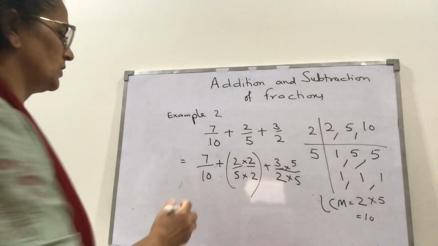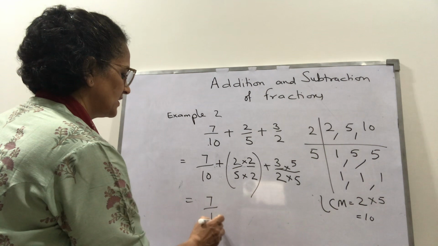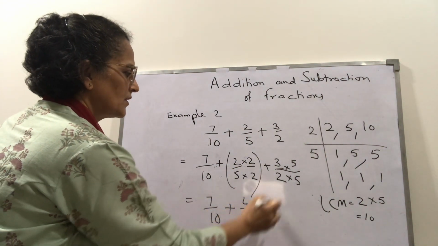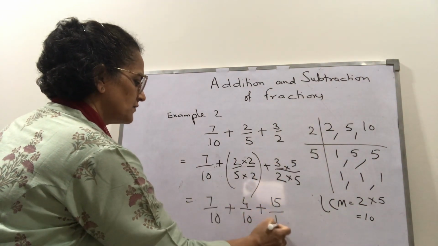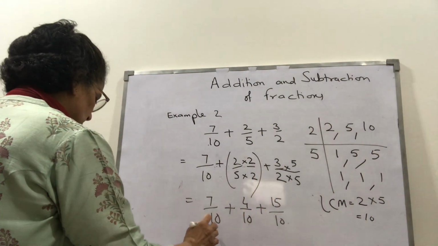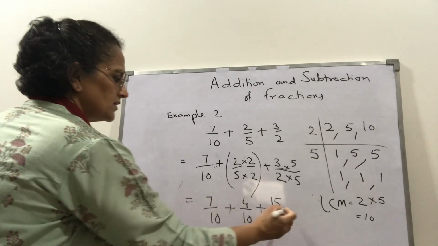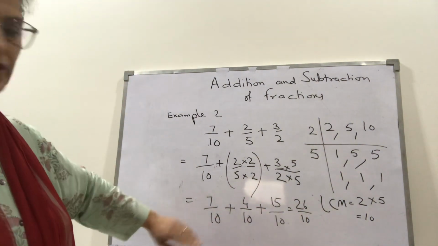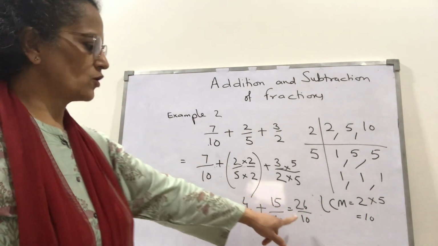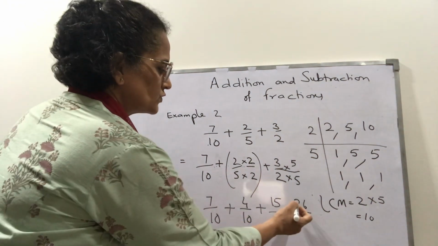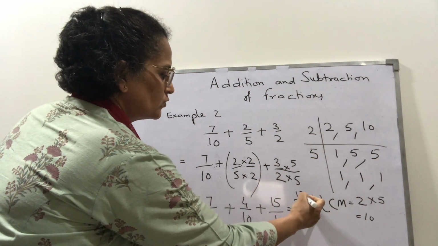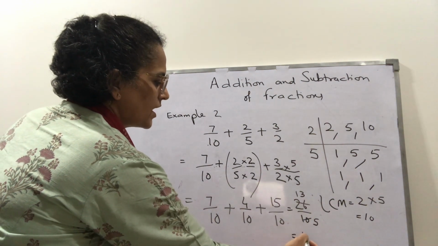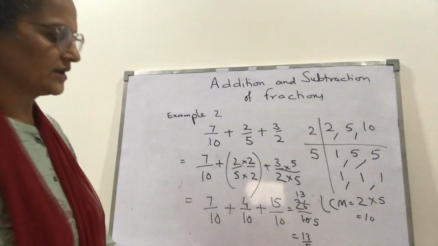Now, we can check. 7 by 10. 2 into 2 gives me 4 by 10. 5 into 3 gives me 15 by 10. So this comes out to be 26. I'll put it here, 26 by 10. Now you can do cutting here because we have a common factor 2 for this. So 2 ones are 2, 2 thirteens are 26, 2 fives are 10. So now I can divide and give the answer.